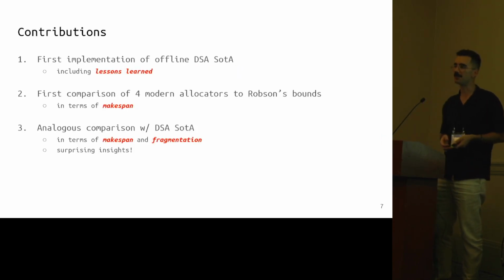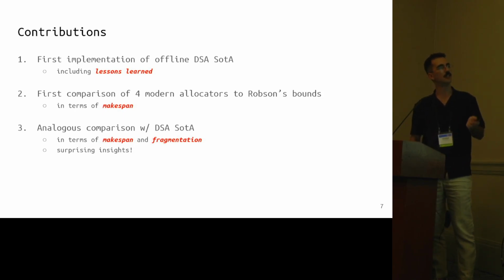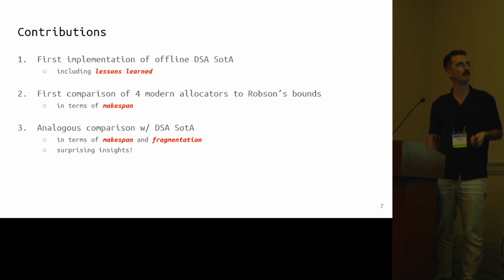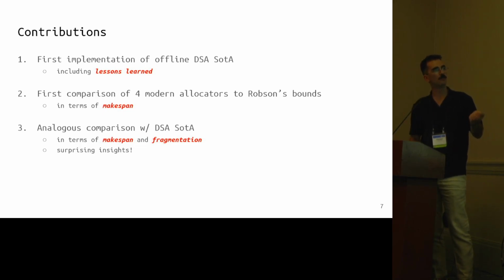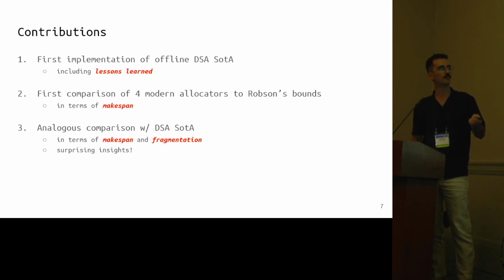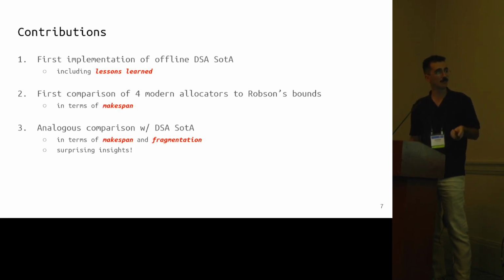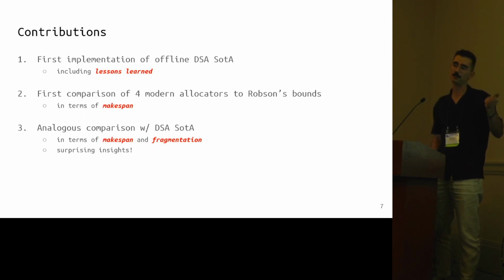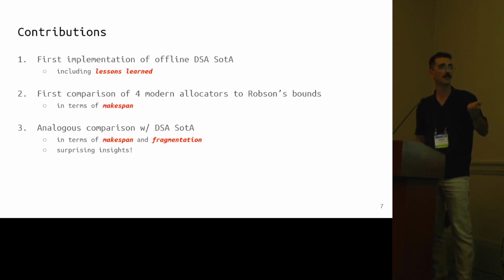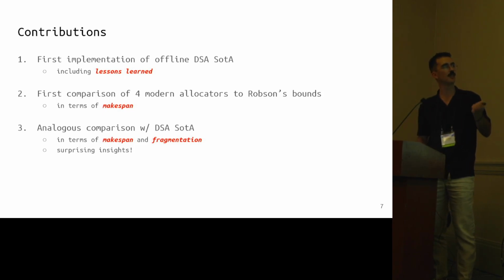We have a first implementation of the state-of-the-art in offline DSA. We include the lessons learned while we were trying to implement it. We also have a comparison of 4 modern allocators across 8 modern workloads with respect to makespan against Robson's worst-case lower bounds. And last but not least, we have an analogous comparison, this time not with Robson, but with the DSA state-of-the-art that we implemented, both in terms of makespan and a fragmentation definition that we introduce.